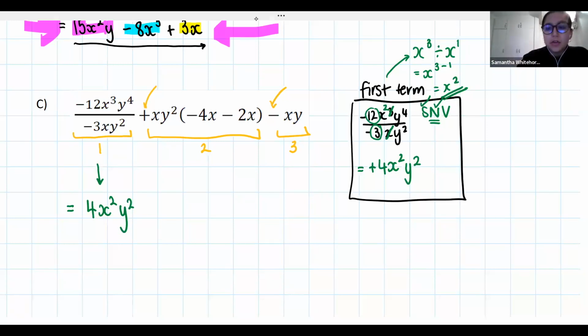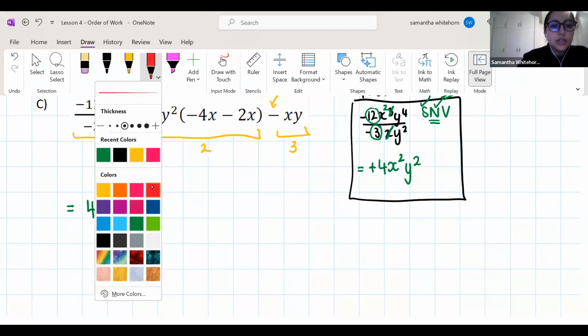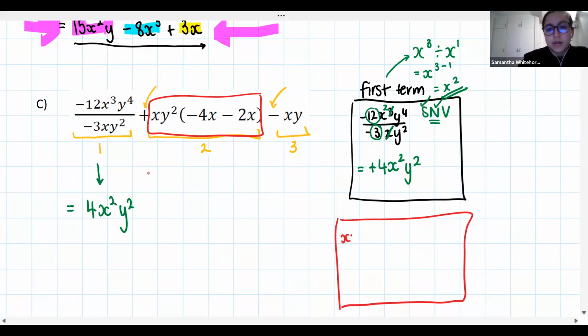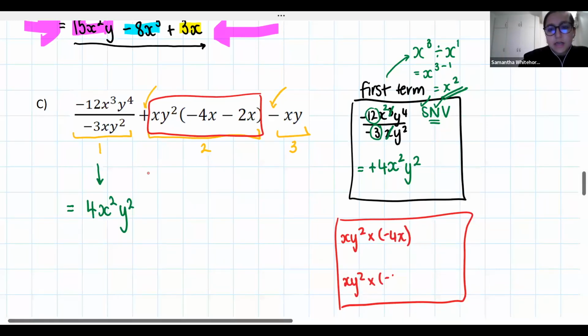Now we need to go and have a look at our second term. So our second term here is this multiplication. So if we again draw a block for ourselves to work it out, we've got xy squared times negative 4x and xy squared times negative 2x. Now this is an example of doing distribution before you simplify like terms. These are like terms, so if you wanted to add or subtract them first, that's fine. But if you didn't realize that, you will get exactly the same answer. So I'm just going to show you how to do it like this as well.